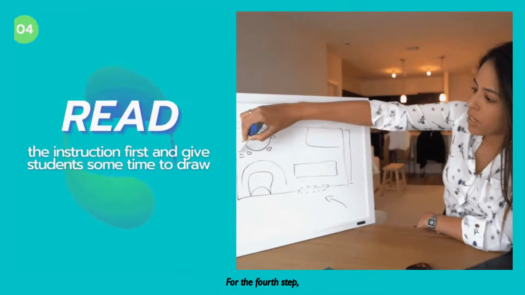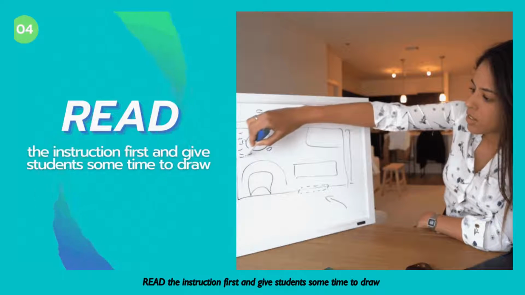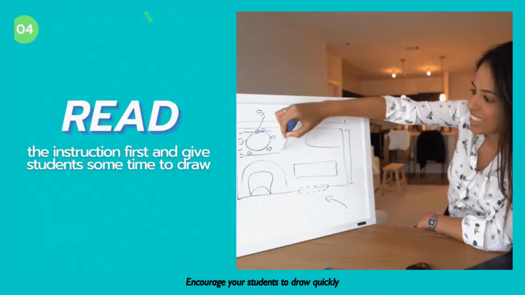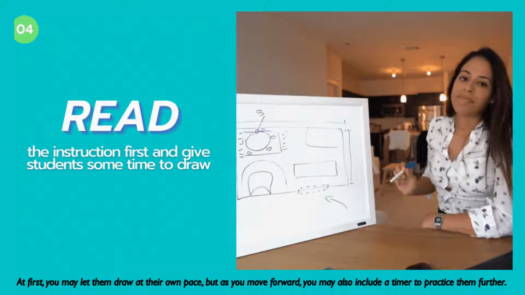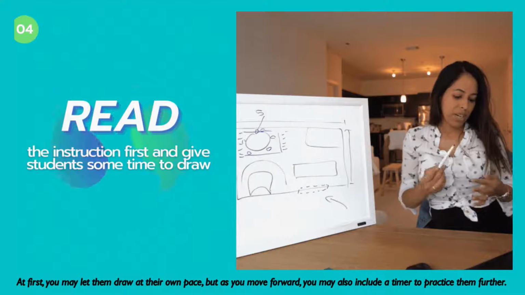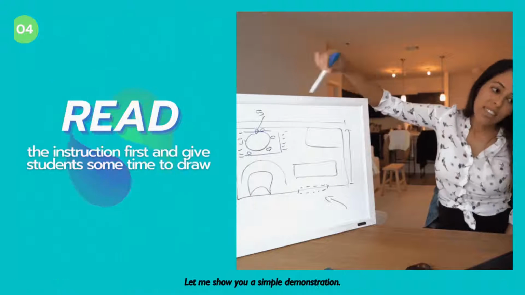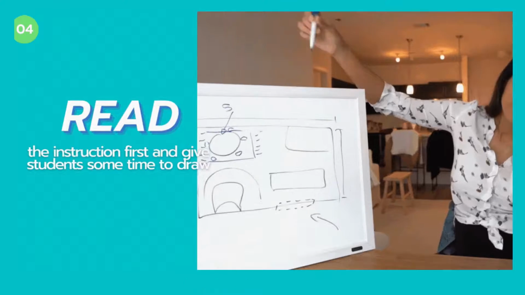For the fourth step, read the instruction first and give students some time to draw, but not too much time. Encourage your students to draw quickly. At first, you may let them draw at their own pace, but as you move forward, you may also include a timer to practice them further. Let me show you a simple demonstration.